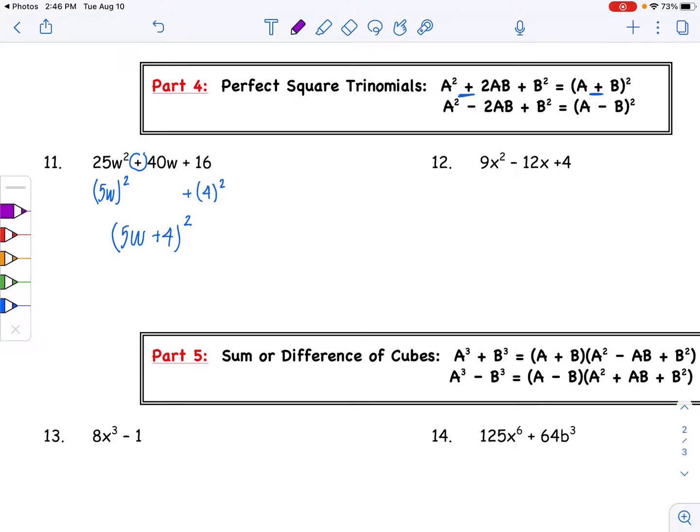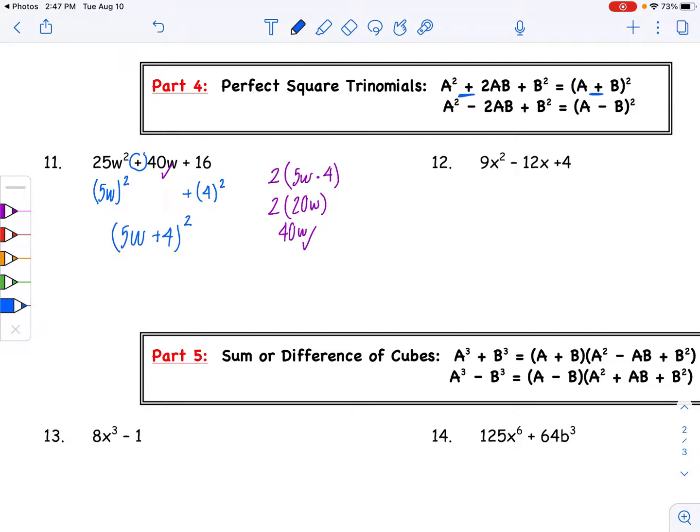And let's do a quick check. Right? Let's check with that 40w. Is that actually 2ab? Well, 2ab, 2 times 20w, it is 40w. Again, if you notice these, use them. If you don't want to and you just want to factor, that's fine too. You can split the middle on this one as well.